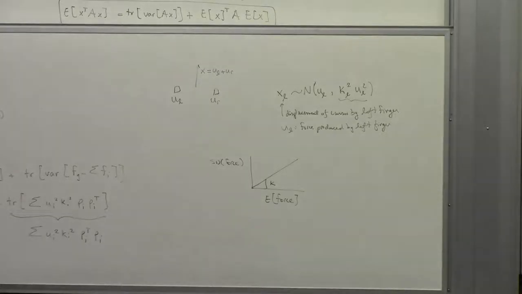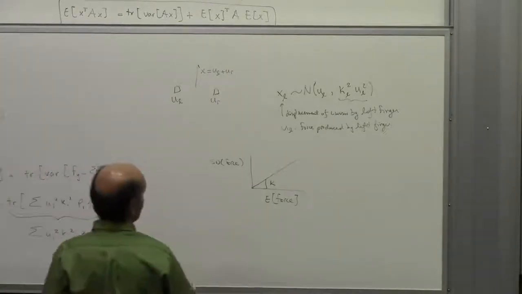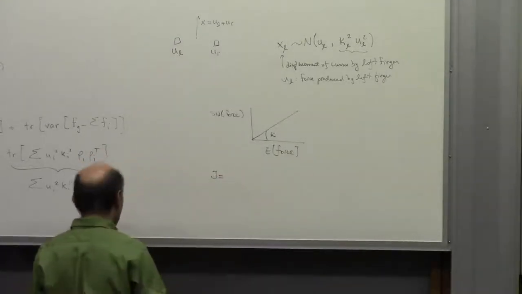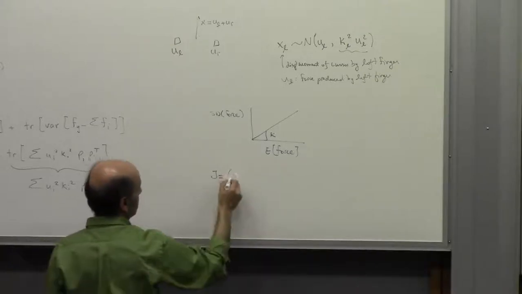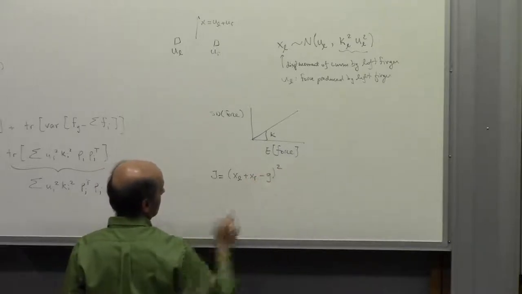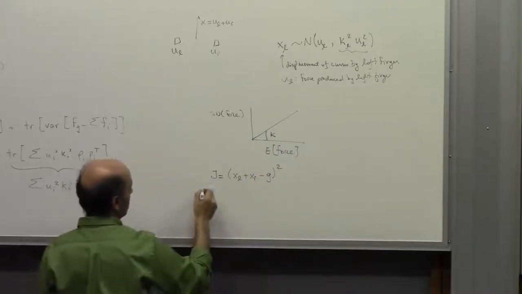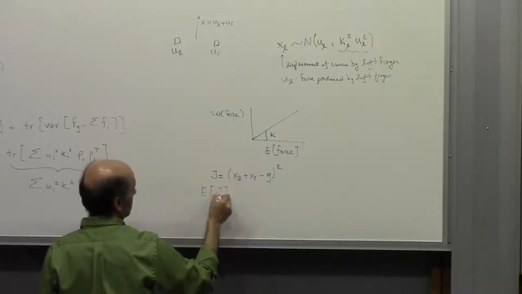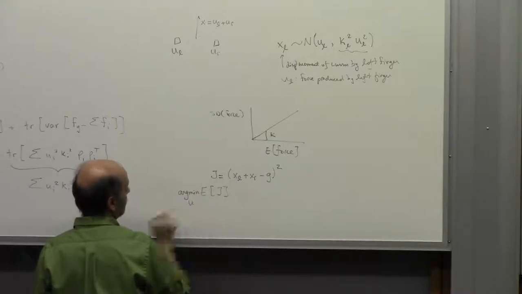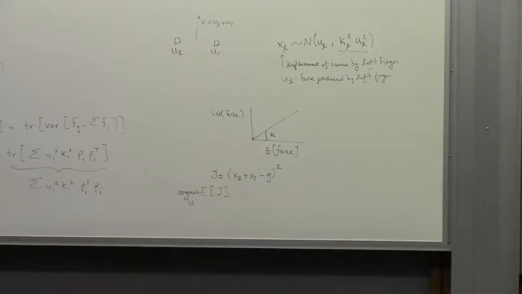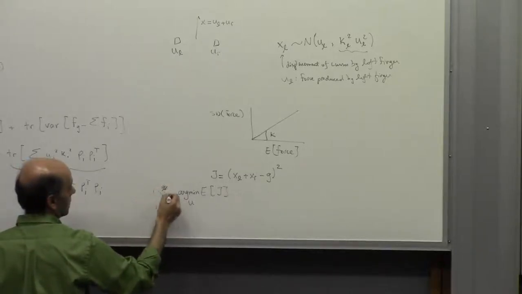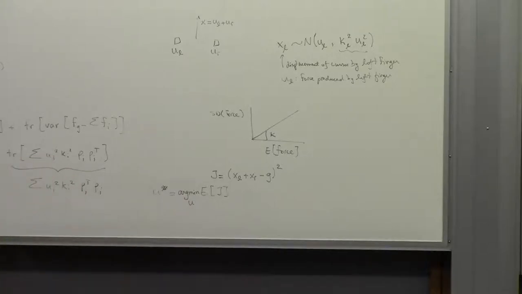Okay, so the optimal control problem is as follows. What we want to do is minimize the difference between the displacement and some goal. So the expected value of this is what we want to minimize. Argmin. Find the U that minimizes this expected value. U star is what we want, and we want to minimize this expected value.